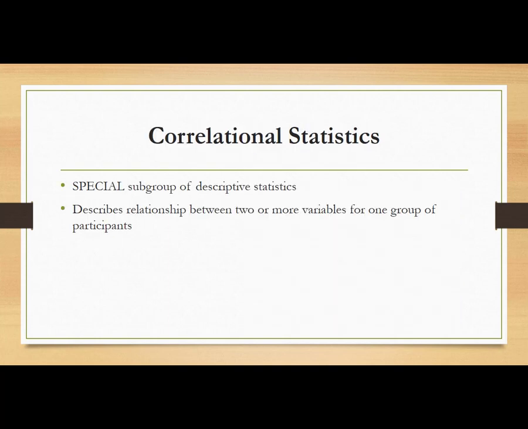Correlational statistics. We're going to talk about these even more in Part C of the textbook, but just a quick overview of them. Correlational statistics are a special subgroup of descriptive statistics. So that's why we're going to do descriptive statistics first, and we're going to come back and do correlational statistics. Their purpose is to describe the relationship between two or more variables for one group of participants. So just kind of know these general definitions right now.